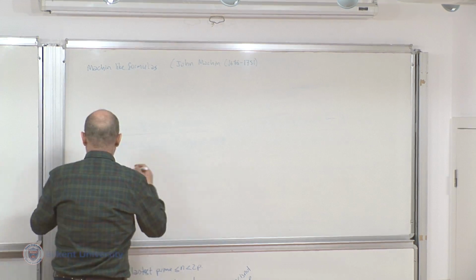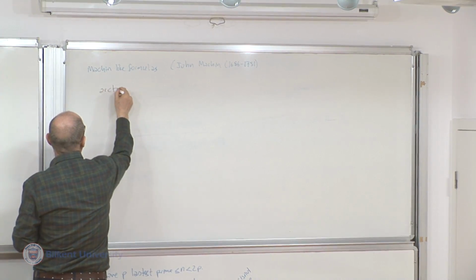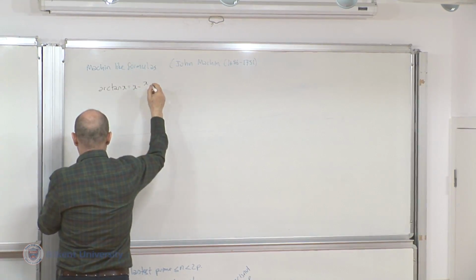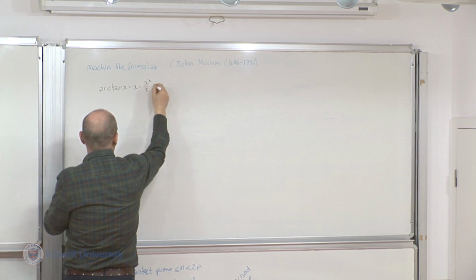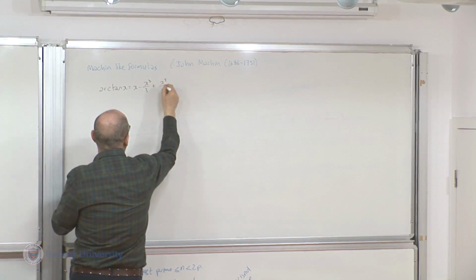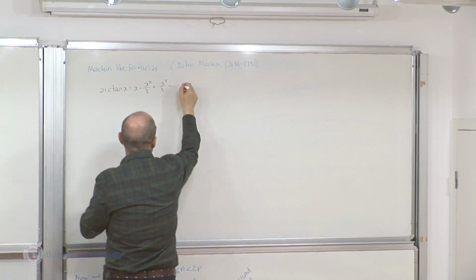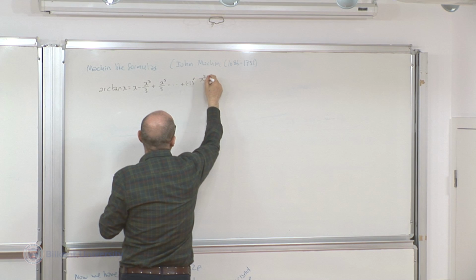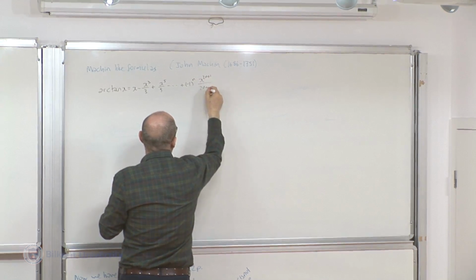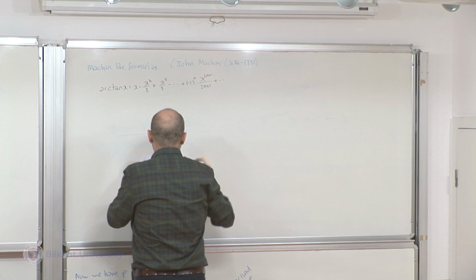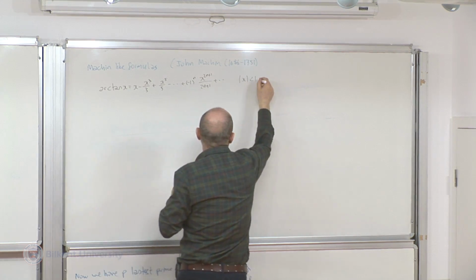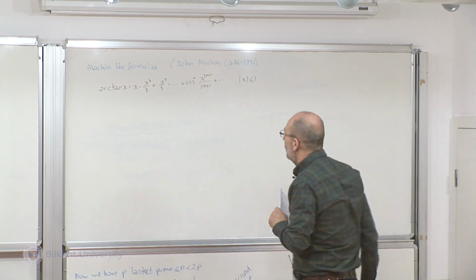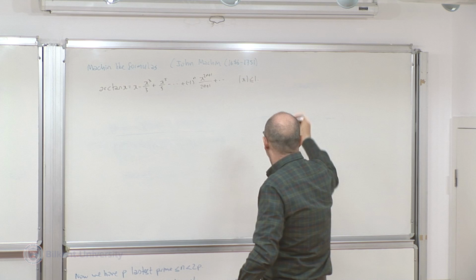So we start with this thing. Arctangent x, as we know, is x minus x cubed over 3 plus x to the 5 over 5 minus, and the general term is minus 1 to the power n, x to the 2n plus 1 over 2n plus 1, plus, and this works for x less than, actually less than or equal to 1. So this converges very slowly.